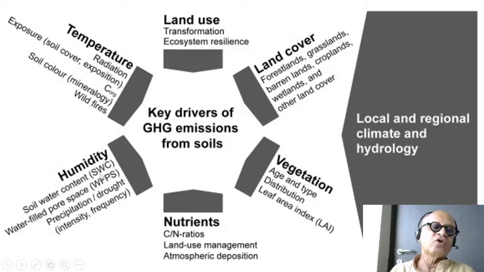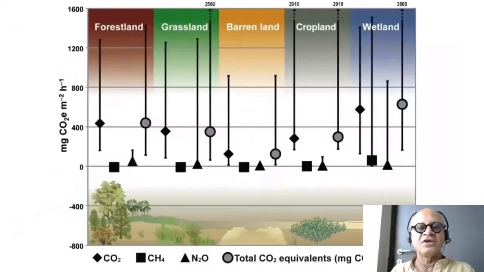Humidity, obviously, soil water content, water-filled pore spaces, precipitation, and drought. We will see that intensity and frequency of droughts may be increasing, temperatures definitely increasing. So radiation, exposure of soil cover and organic carbon, soil color, so mineralogy, what kind of minerals. We saw that some red color was there. In India you will get very black soil and red soil depending on what is the major content of the soil in terms of minerals. And wildfires, of course, affect the carbon emissions.